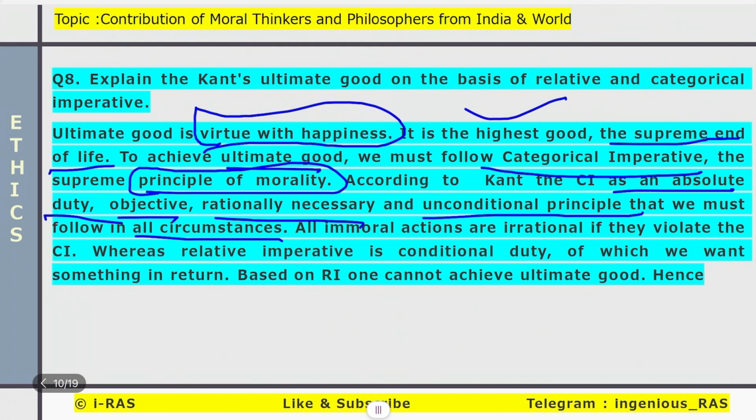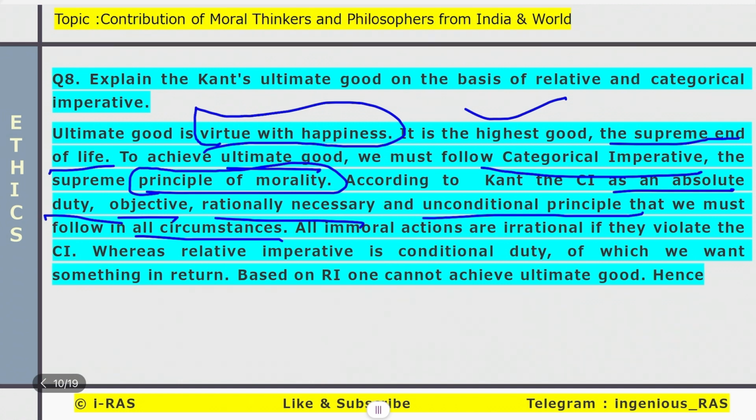For example, a red light. At night, when we are heading towards our home around 10 PM or so, we get some red lights, but due to night there is no traffic, there is no policeman, so we jump that red light. But what the categorical imperative says is do not jump the red light even if no one is watching, even if no policeman is there. It must be followed in all circumstances. We should not be afraid about the consequences.